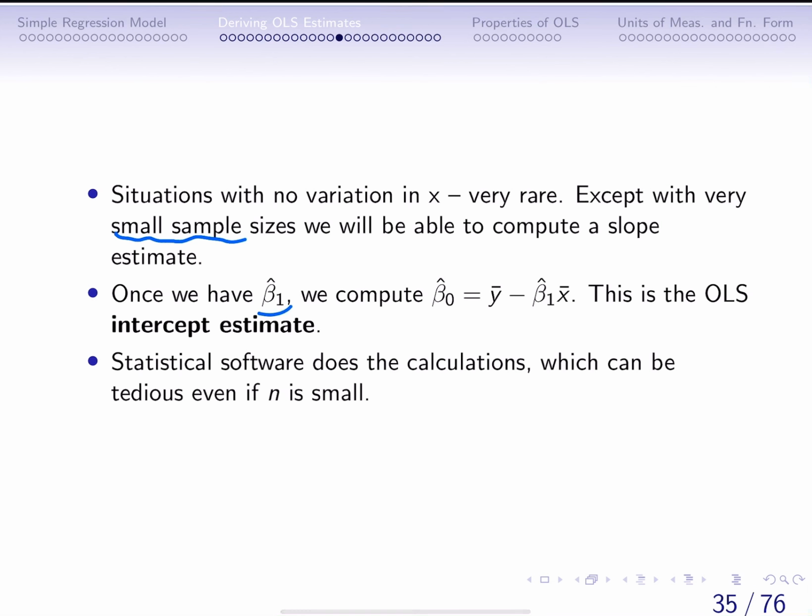Now, once we've estimated beta 1 hat, we can use the fact that y bar and x bar, the means of y and x, lie on the regression line and compute the value for beta naught hat. And that's our intercept. The nice thing is that because we will use statistical software, we're not trying to calculate this by hand, but we should know the machinery behind this.